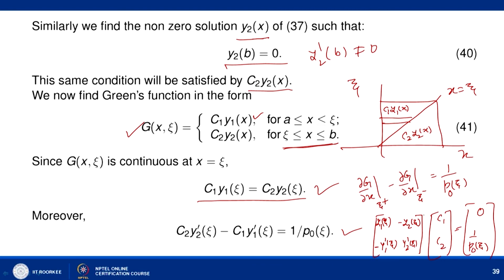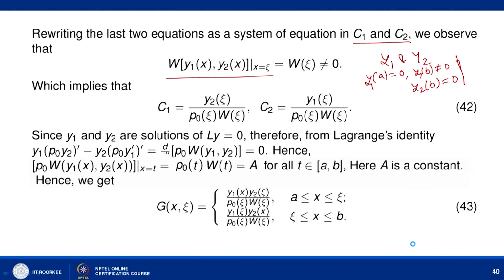Now the determinant of this is basically the Wronskian of y1 and y2 at the point xi, and since y1 and y2 are linearly independent, this Wronskian is non-zero throughout the interval. So with the help of the Wronskian we can write down the solution C1 and C2. Here we have to note one thing: the denominator, p naught xi W xi, is going to be a constant value.